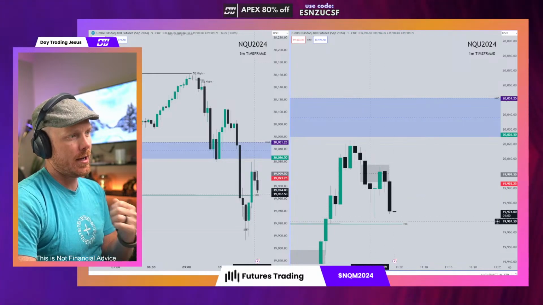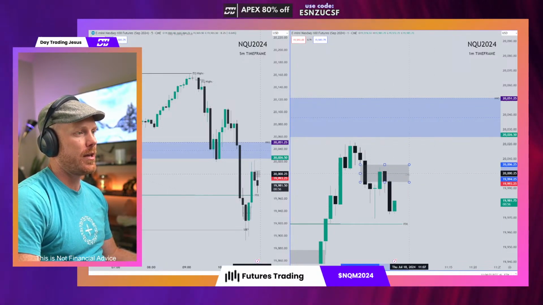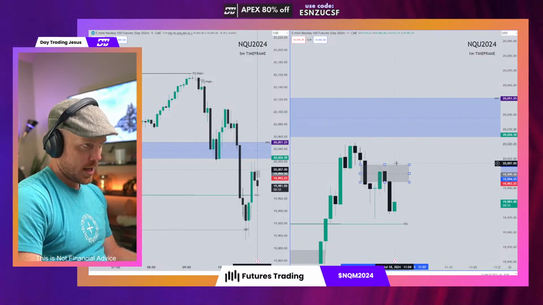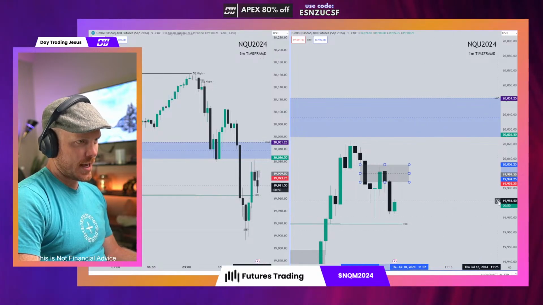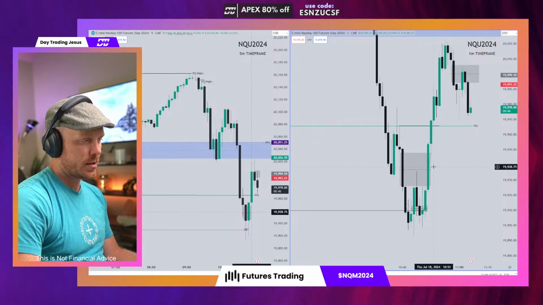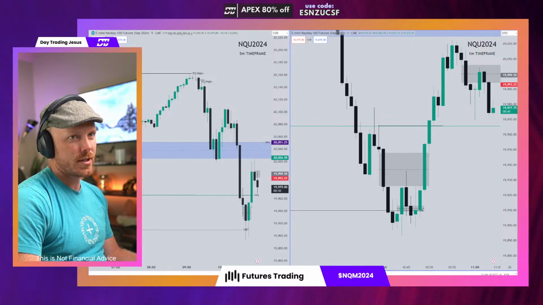All right, let's see what happens here. I did like this. If we purge this low and then we're aggressive, I would 100% play that. Just like this. Why just like this? Do you see how aggressive this candle was? If we get something like this on a fair value gap, I'm interested in that.